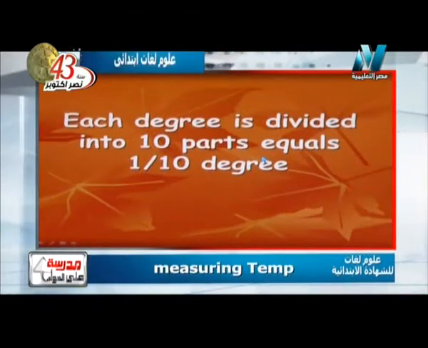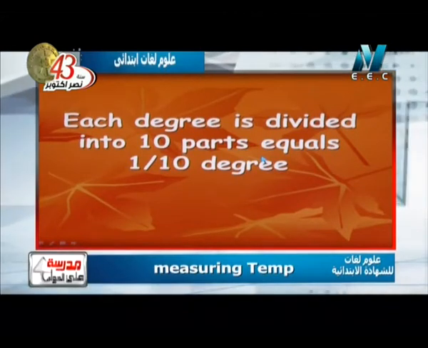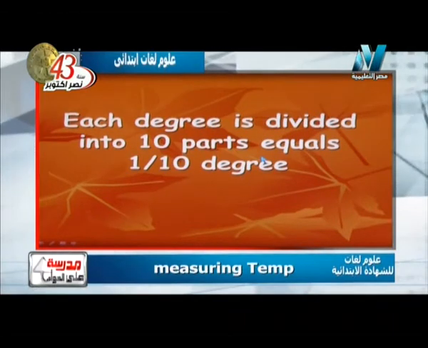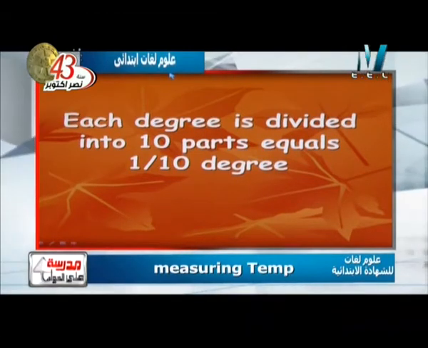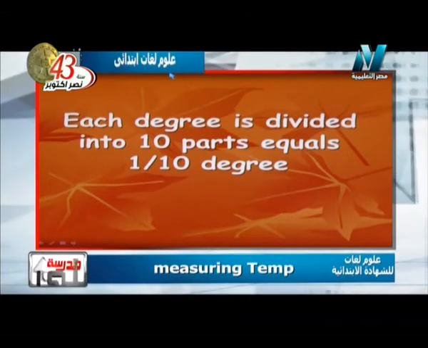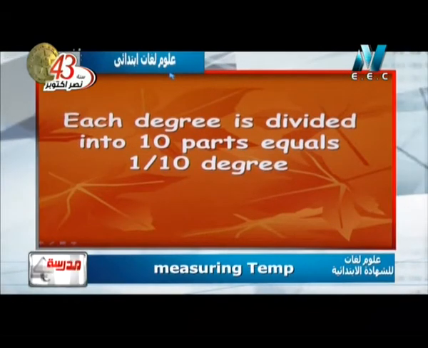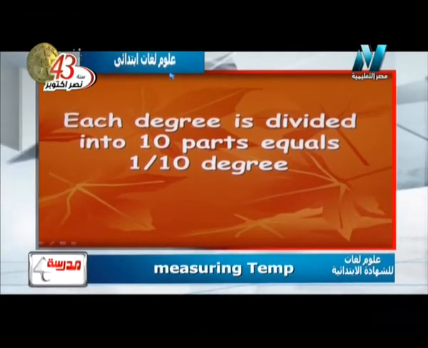Another piece of information about the medical thermometer. Each degree in the medical thermometer is divided into 10 parts, each part equal to 1/10 degree. Why is this important? Yes, very important. Why? To make the medical thermometer more accurate. يبقى هنا قسمنا كل degree in the medical thermometer to 10 parts. Each part of them is 1/10 degree or 0.1 degree. So to make the medical thermometer very accurate, عشان يكون دقيق جدا, we have divided each degree into 10 parts and each part is 1/10 degree.